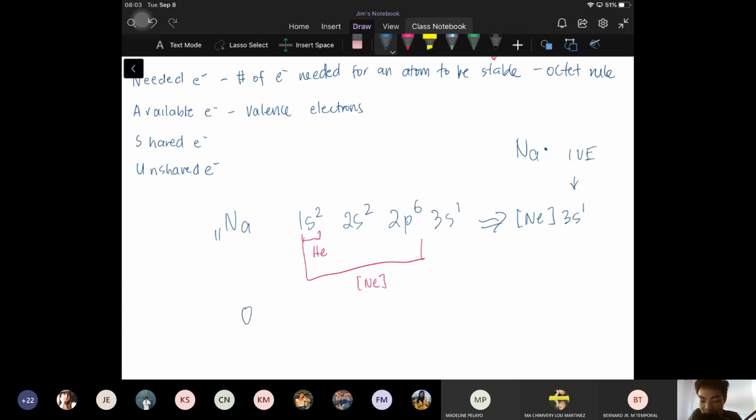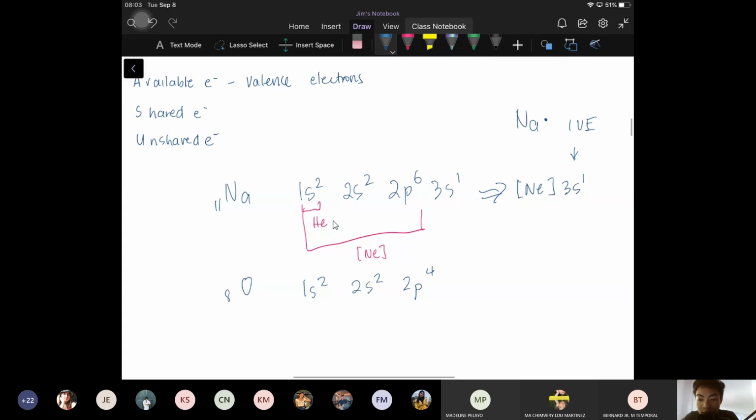Another example, oxygen. The electron configuration of oxygen is 1s2, 2s2, 2p4. Okay. So that is its electron configuration. Again, if you want to determine the inner electrons, you have to check which part of the electron configuration corresponds with a noble gas configuration. The 1s2, that's helium right away.